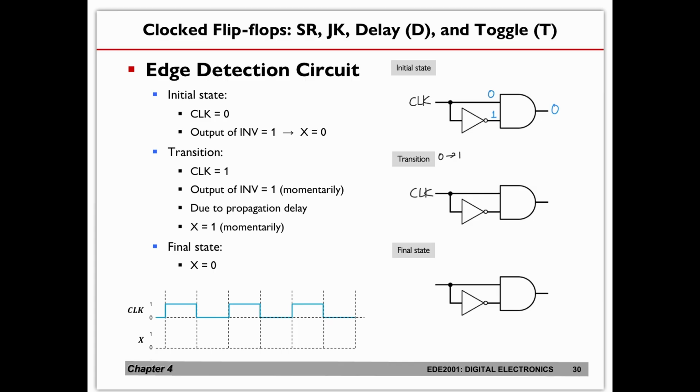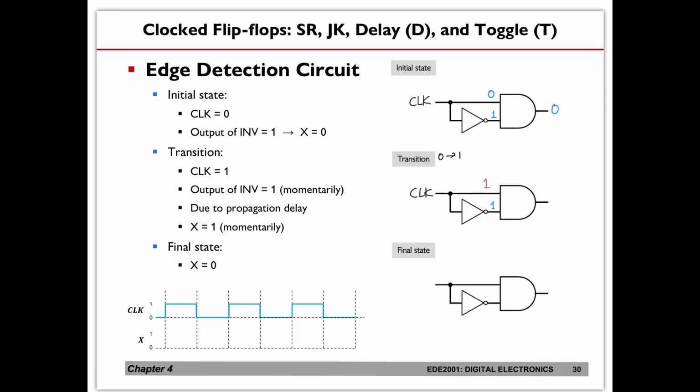So imagine that clock now changes to a 1. So now clock becomes a 1. Now take note, at that moment when clock becomes a 1, the output of the NOT gate has not changed yet because it requires a little bit of time. So we are talking about that little moment when the NOT gate has not changed its output yet, so the output is still a 1 for that little moment.